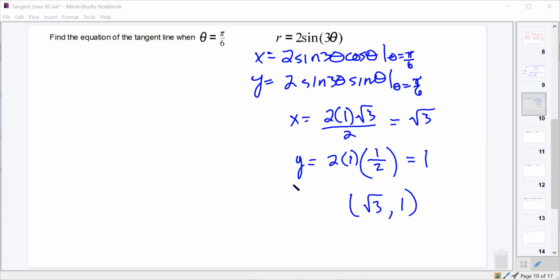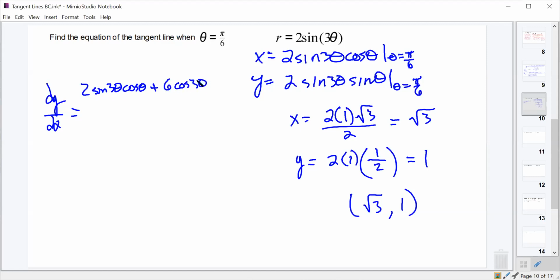Now for the less fun part, finding that derivative. So dy d theta, our numerator of dy dx, should be 2 sine 3 theta times cosine theta, first half of the product rule, plus, and then we take the derivative of 2 sine 3 theta, that's going to become 6 cosine 3 theta times sine theta. Everybody good with the numerator there?